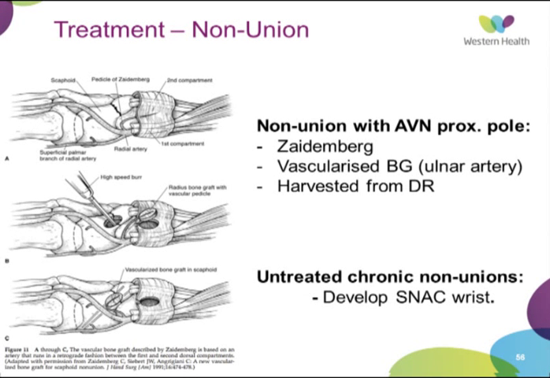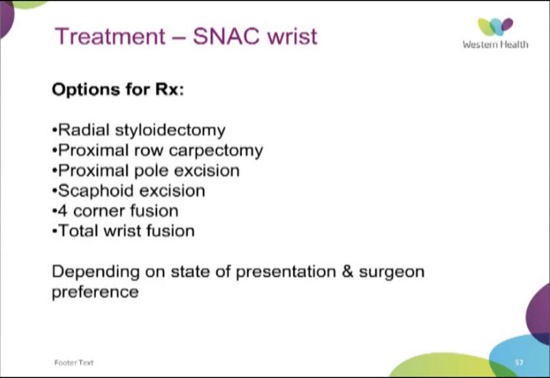For non-union with avascular necrosis of the proximal pole, a vascularized bone graft can be used. The Zaidemberg technique has been described, which is a diagram of this here, where they use a branch of the radial artery. And also the untreated chronic non-unions where they've developed SNAC. Well, there's a variety of treatment modalities here.